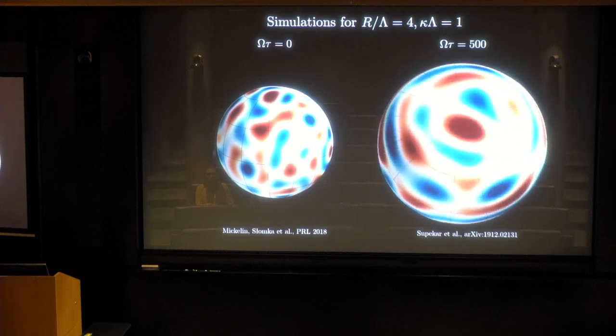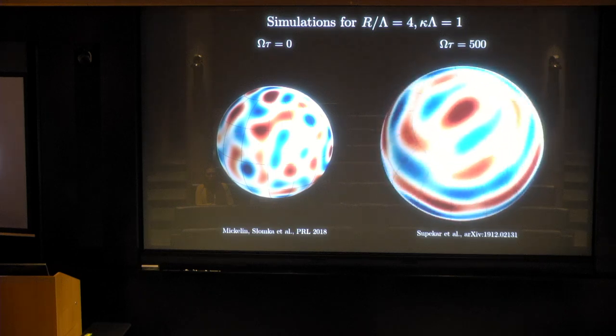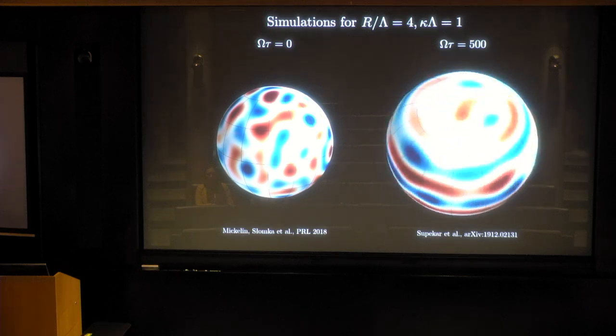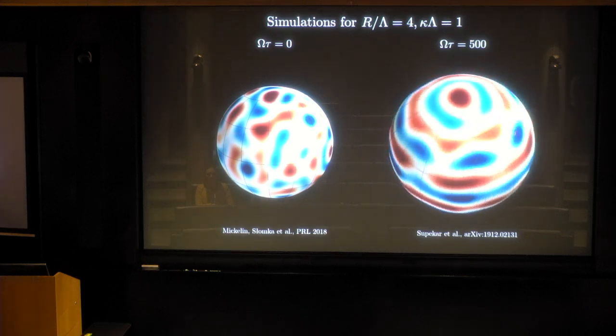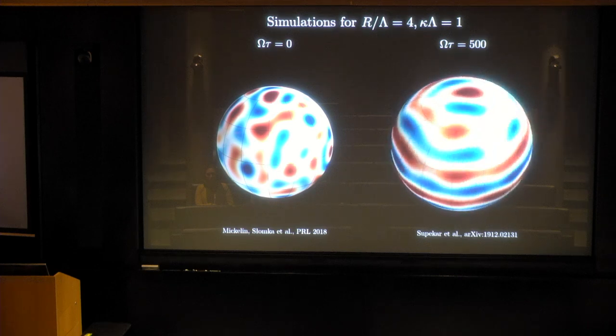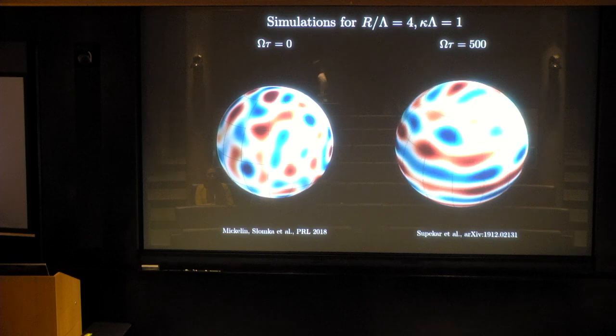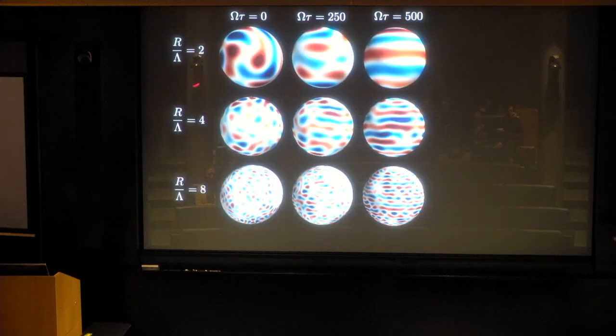And you can see that there are these persistent vortices that sort of stay at the poles. So what we think is essentially interesting is these zonal jets that arise because of the rotation. And so one can go ahead and think about different R over lambdas in this case, and also different rotation rates. And we can see that as we vary this R over lambda, we can generate patterns of different sizes.